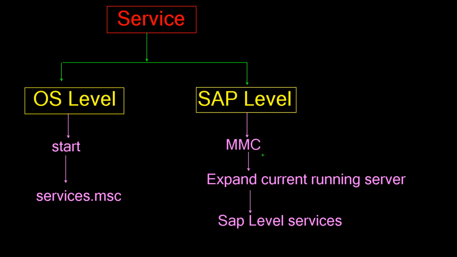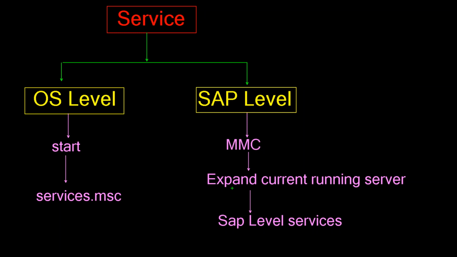In that server, first the database is there. Under the database we have the central instance. If we have any Dialog instance, it is there as well. Expanding the central instance or Dialog instance, we are able to see the services. What services are running at SAP level?